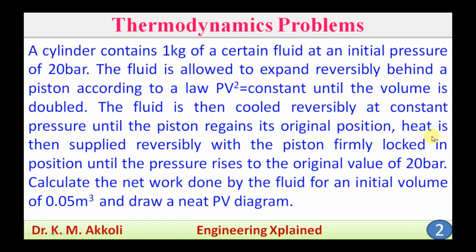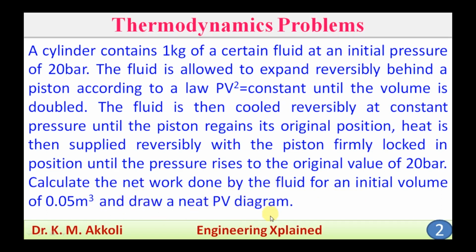The third process is the heat supply process. Heat is then supplied reversibly with the piston firmly locked in position until the pressure rises to the original value of 20 bar. That means pressure will be increased, and volume remains constant in this process. For these three processes, we need to find the work done, and then sum up all the work done, and we are going to get the net work done by the fluid from the initial volume to the final value.